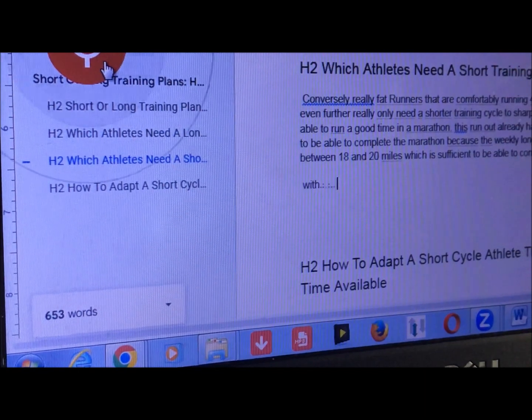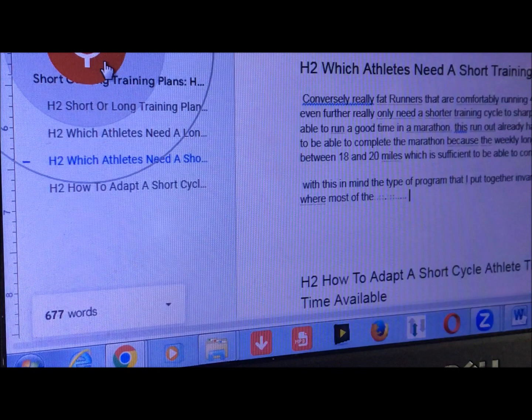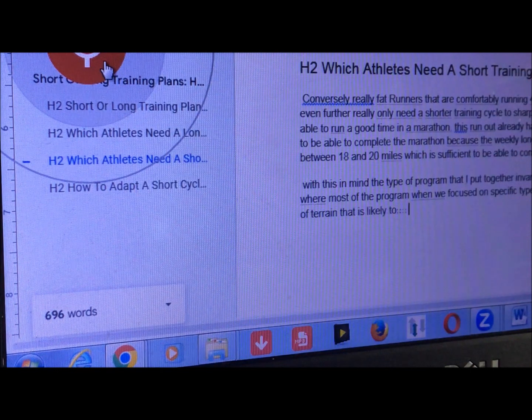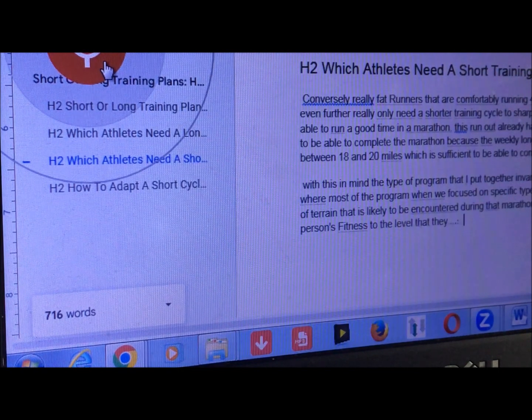With this in mind, the type of program that I'll put together will invariably be only 12 weeks in length, where most of the program will be focused on specific types of training workouts for the type of terrain that is likely to be encountered during that marathon in order to be able to sharpen the person's fitness to the level that they can potentially run a personal best when toeing the line of the marathon.